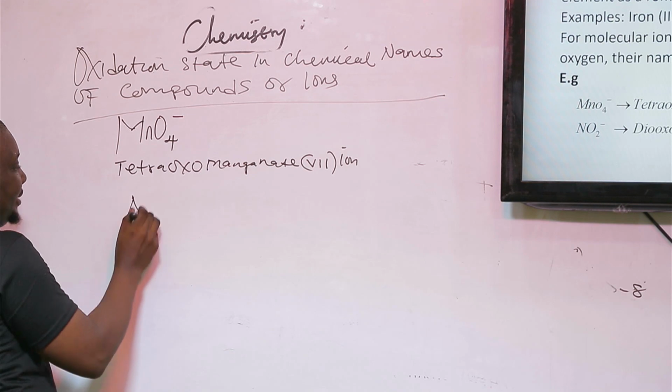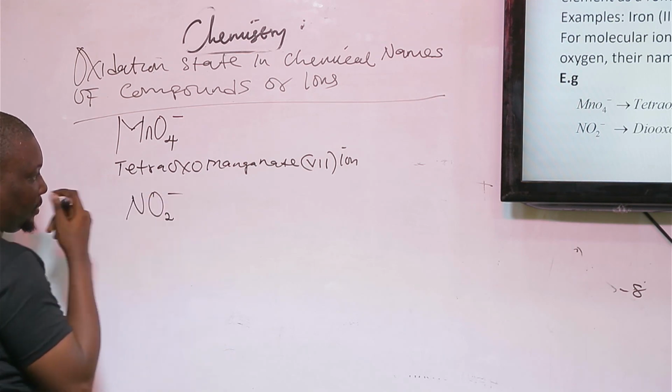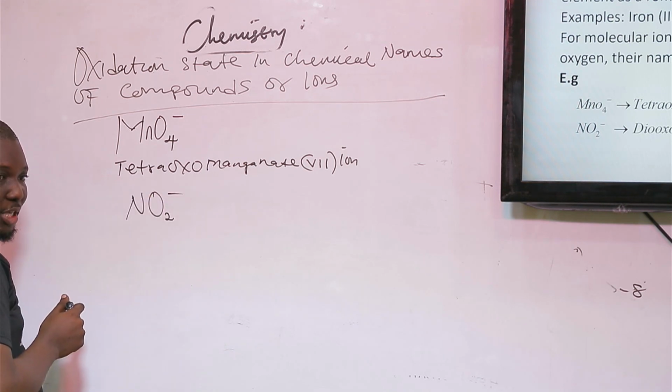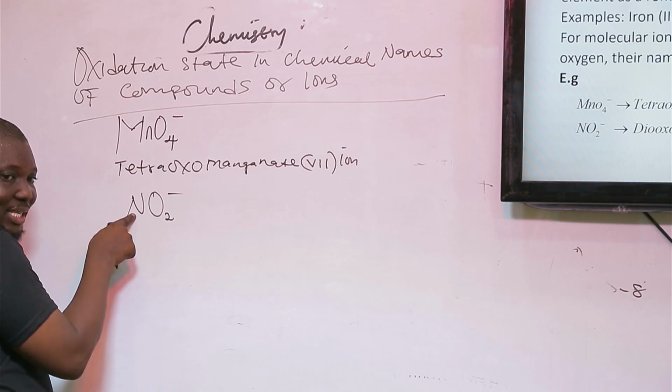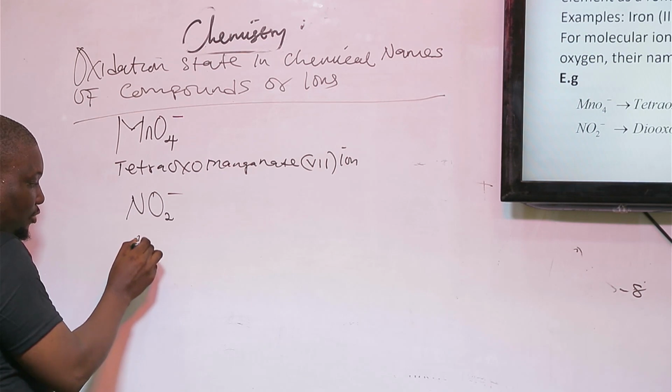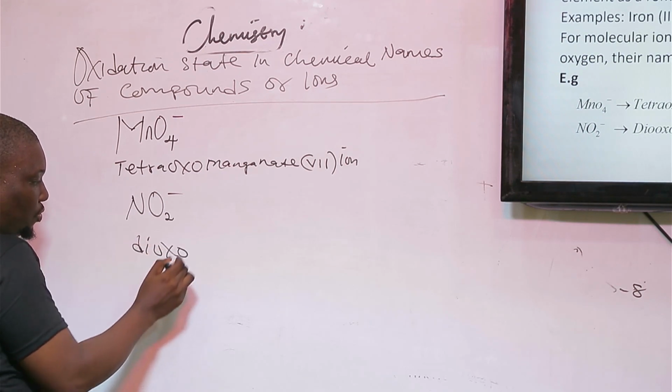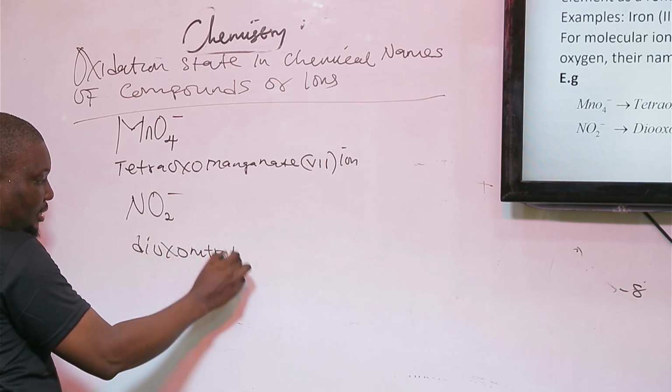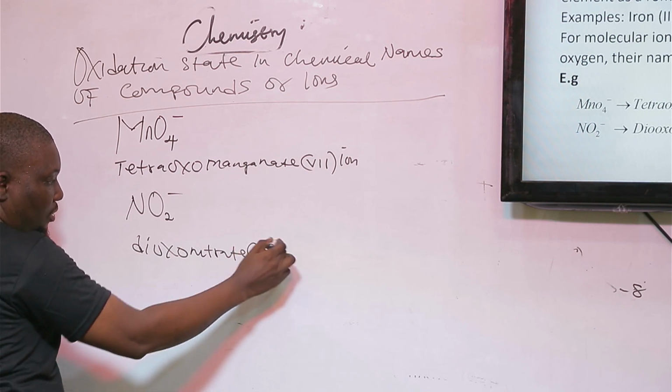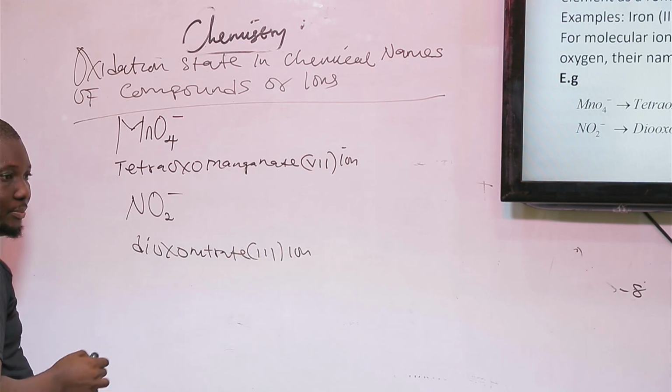In the case we have NO2 minus, this is another molecular ion. How do you name it? Nitrogen varies significantly, so where are you going to start from? Oxygen. So it's going to be di, it's 2, dioxonitrate(III) ion.